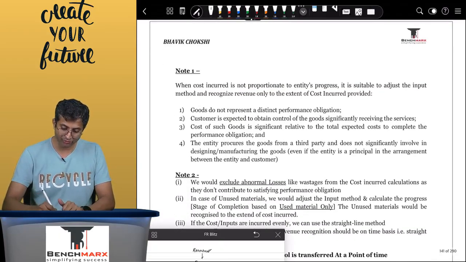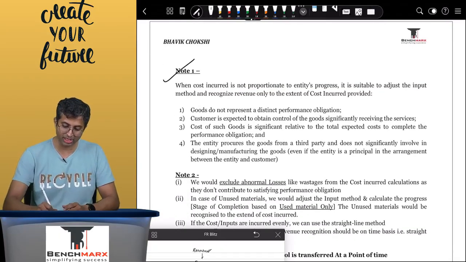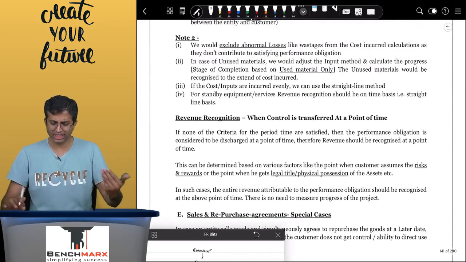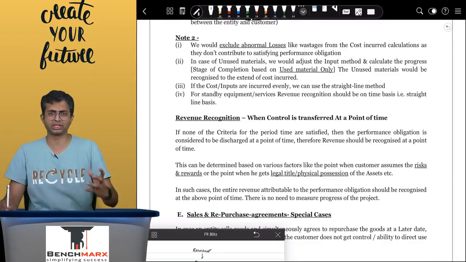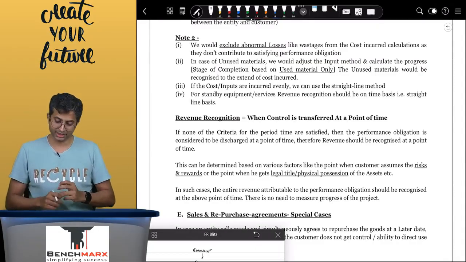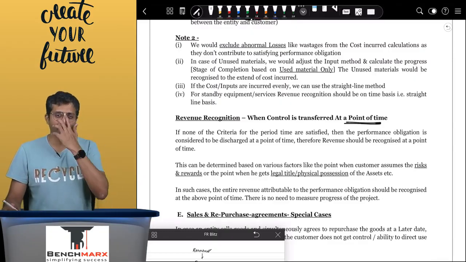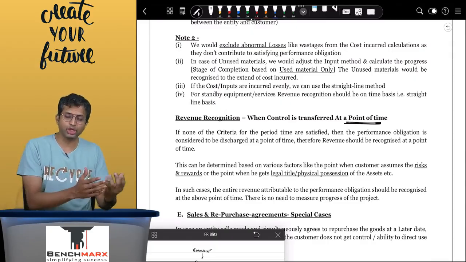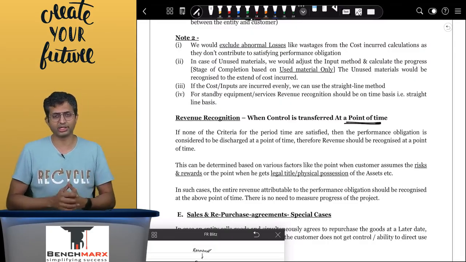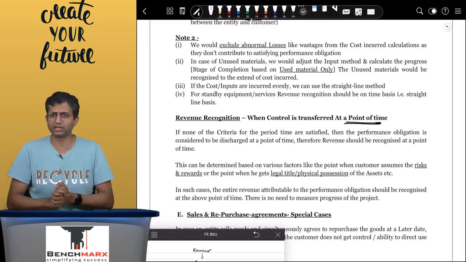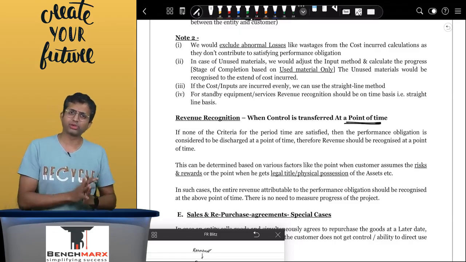So over here you have to be careful about the adjustment that might be done in the input method. Other things like excluding abnormal loss, taking materials when consumed, etc. have been discussed. When should the revenue be recognized at a point of time? Well, if it does not meet the over the period of time criteria, all the 3 criteria are not met, then at a point of time. Typically, the point of time is when the delivery is given, the legal title is transferred, the risk and reward is transferred. A few special cases that you will study.